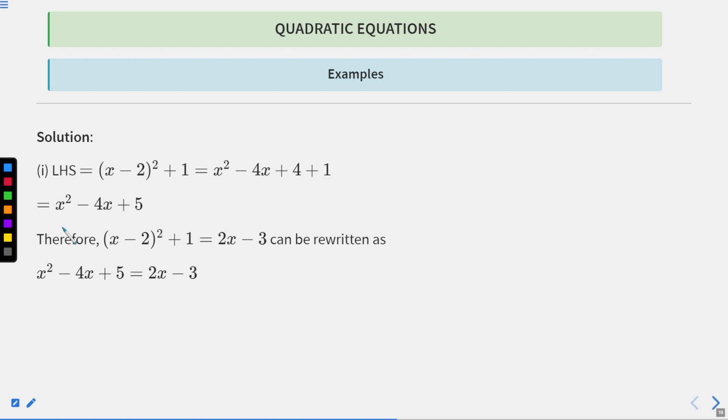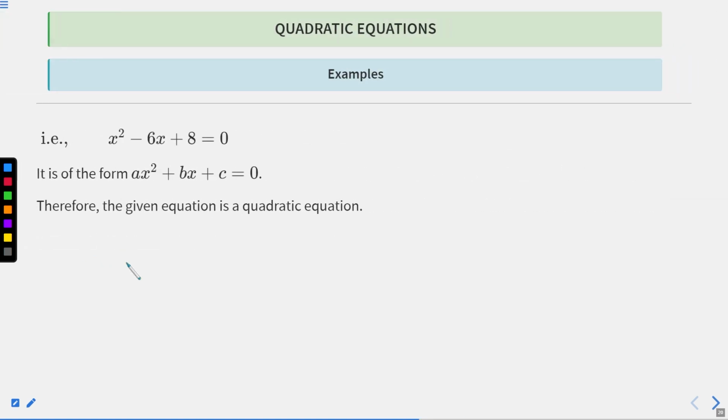Therefore x minus 2 whole square plus 1 is equal to 2x minus 3 can be rewritten as x square minus 4x plus 5 is equal to 2x minus 3. Simplifying this, we get the equation x square minus 6x plus 8 is equal to 0, and it is of the form ax square plus bx plus c is equal to 0. Therefore the given equation is a quadratic equation.